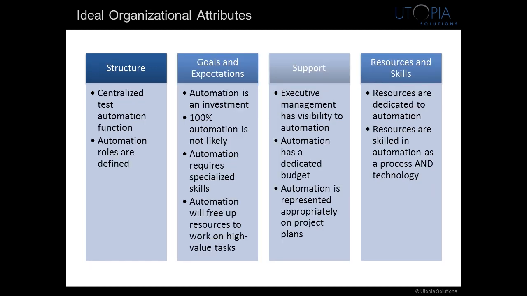Moving on to the ideal organizational attributes, the two key points I want to make here are related to the structure of your automation team and having the appropriate expectations. I'm a firm believer that having your automation team centralized is the way to go, especially if you're looking to implement automation across multiple projects and applications. I'm not necessarily talking about a physical centralized team. The team can certainly be virtual, but they have to have a way to communicate, share knowledge, share assets, and function as a team versus individuals.